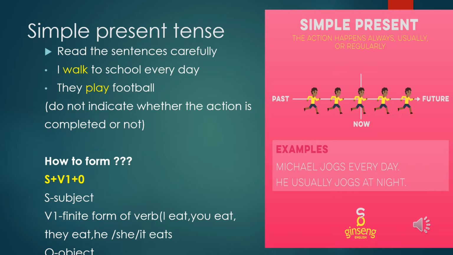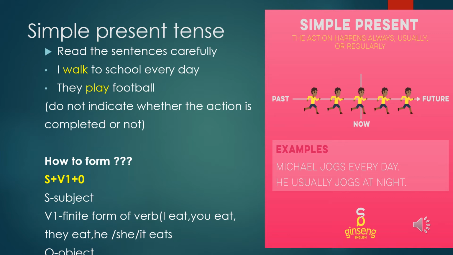So here we just know that the action is there. We don't know whether the action is completed or not. That is not given. Okay, so that is simple present tense. It is the action that happens always, usually, or regularly. This kind of habitual action is included in the simple present tense. Just as in the picture given there, the action happens always, usually, or regularly. So when I say I walk to school every day, there is no indication of whether that action is completed or not.